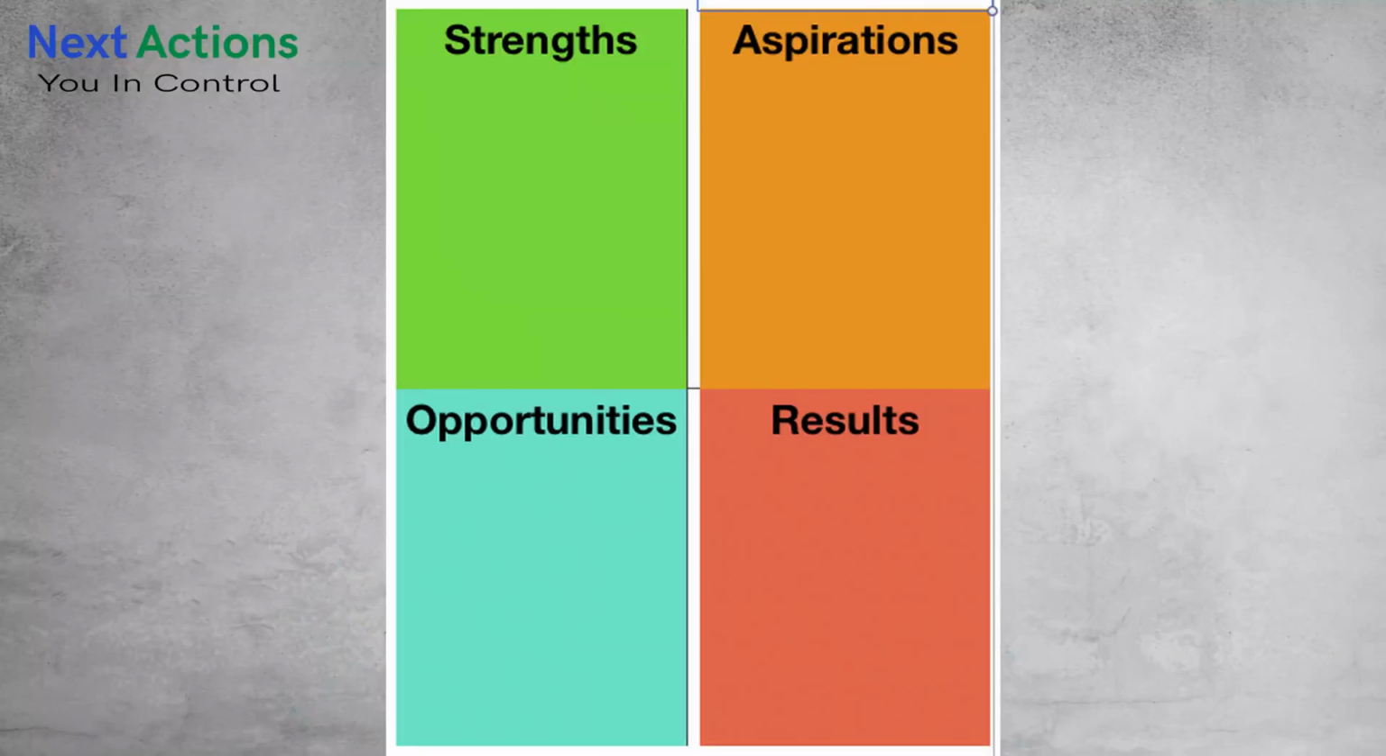The top left is where you list out your strengths. It's where you bring out what the organisation does well. Here, you'll be asking questions like, what do we do well? What have we accomplished? What makes us stand out? What are we proud of?